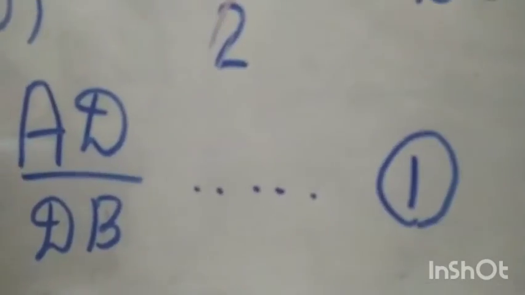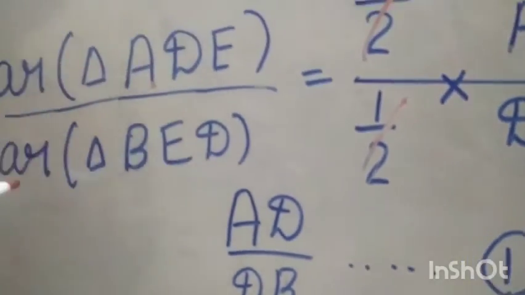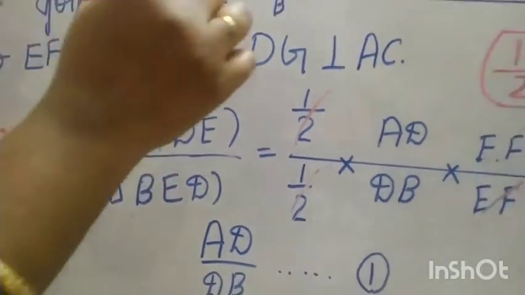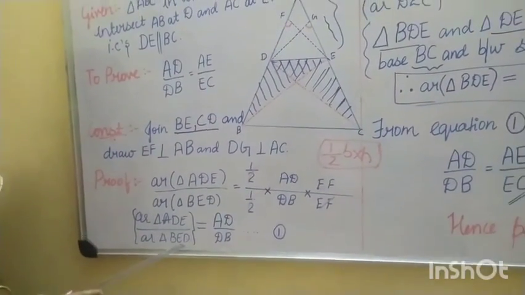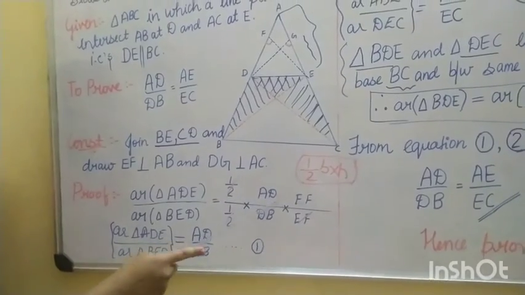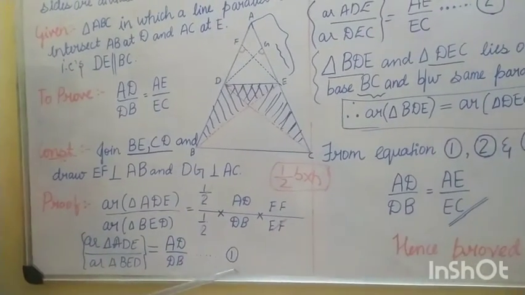So in the left hand side, it is area of triangle ADE and area of triangle BED. Area of triangle ADE divided by area of triangle BED is equal to AD by DB. Let us take this as equation number 1.